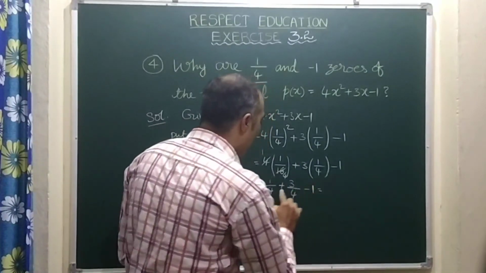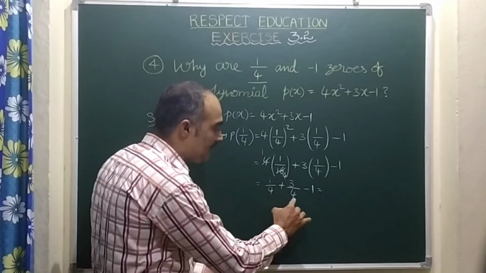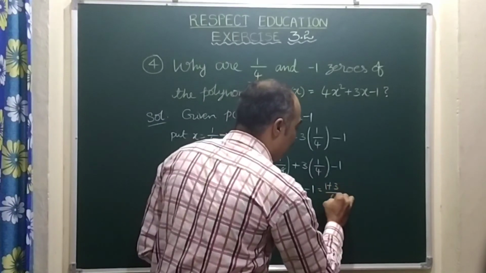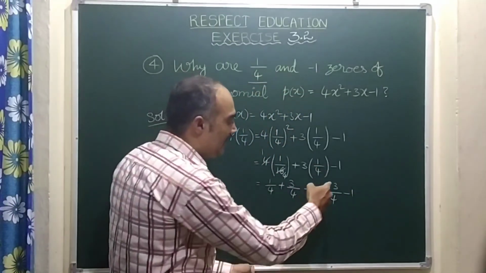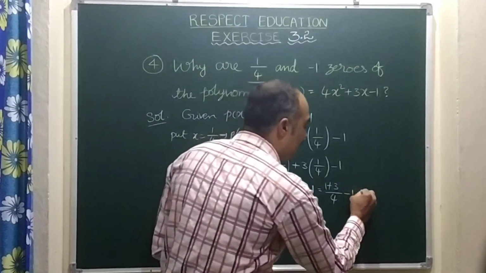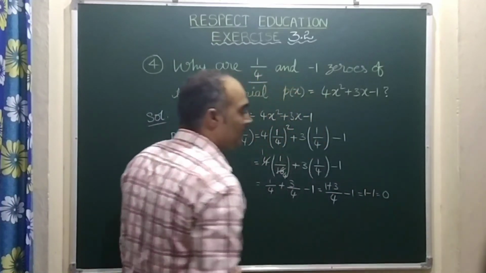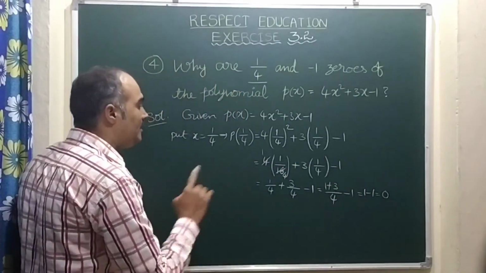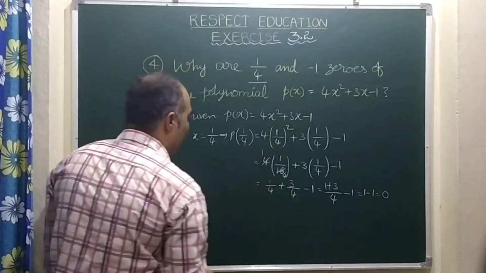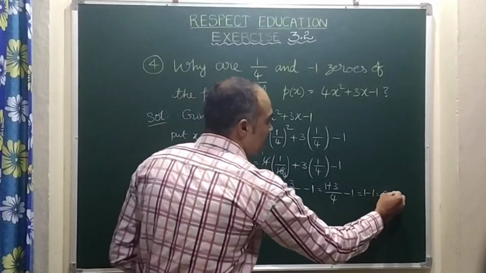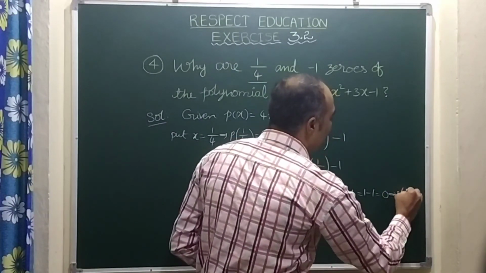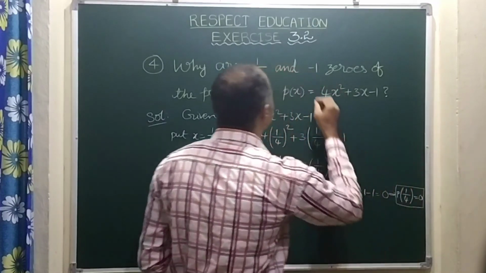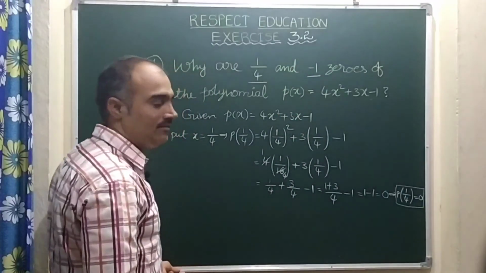So if we simplify here, 1 by 4 plus 3 by 4, they have the same denominator, we can write it as 1 plus 3 by 4. This minus 1, let us write as it is. It is 1 plus 3 is 4, so 4 by 4 is 1. 1 minus 1 is 0. Right? So finally we got p of 1 by 4 is 0. That is the first one. Here I am writing, implies p of 1 by 4 is 0. Next let us substitute the given minus 1 in place of x.